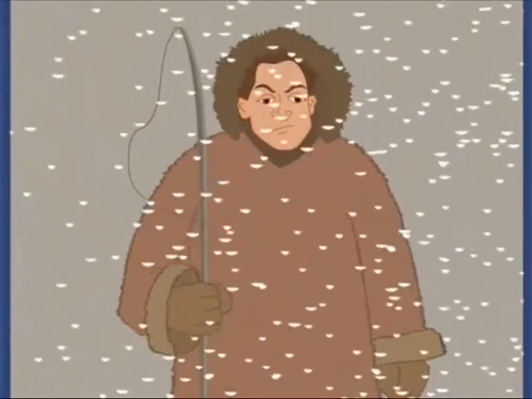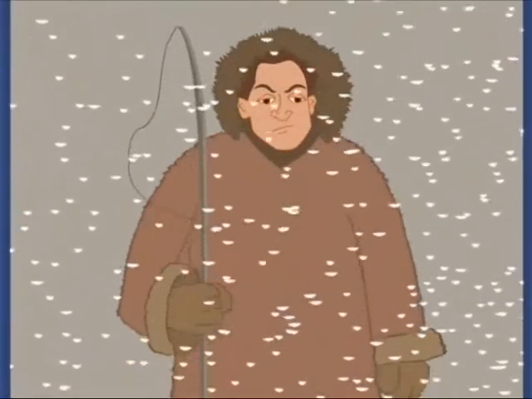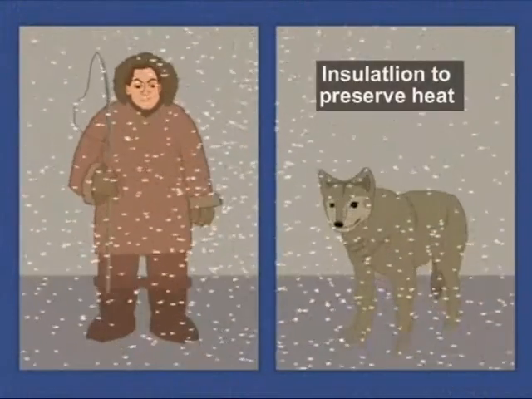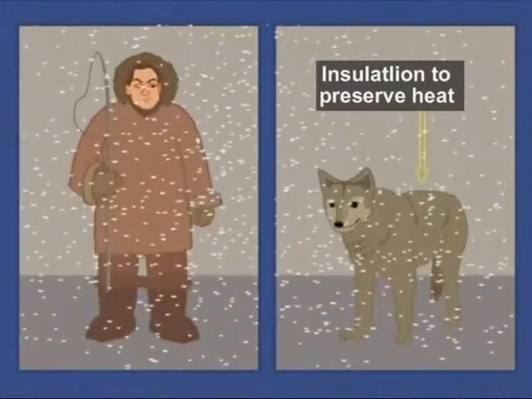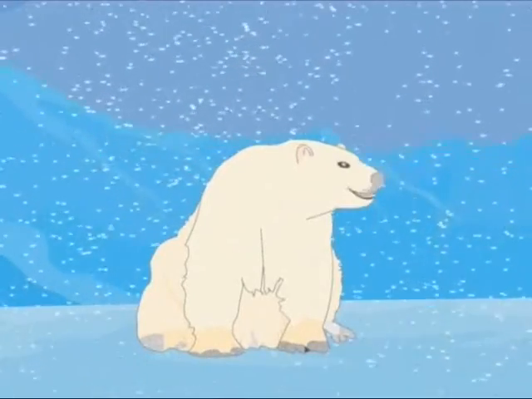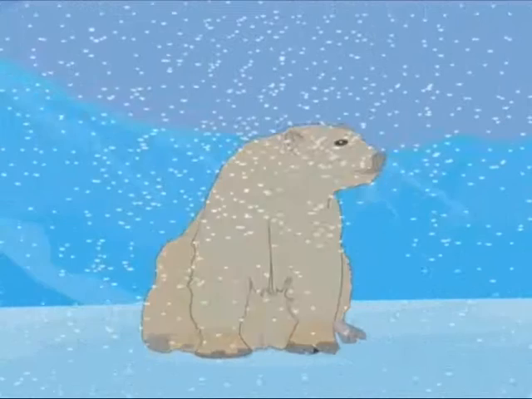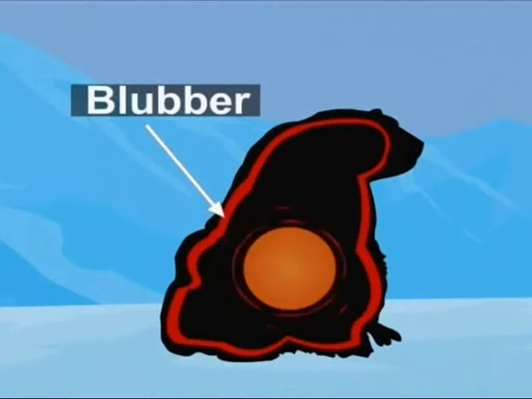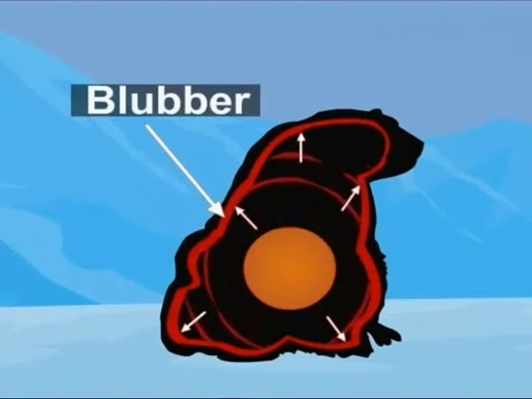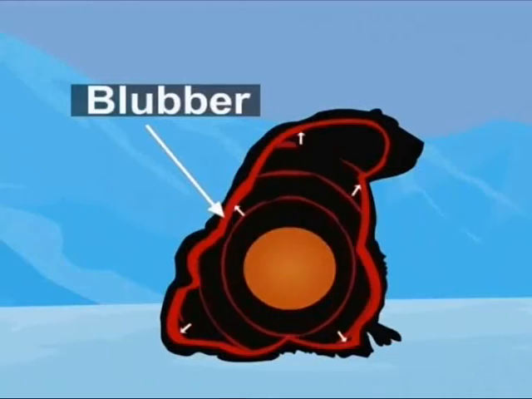Just as we humans wear thick clothes to keep us warm in winter, the animals too have layers of insulation around their body to preserve heat. Polar bears have a thick fur coat. They also have a layer of fat or blubber. The blubber acts mainly as a storehouse of energy for the tough period when food is hard to find. Along with providing energy, the blubber also helps the bear to keep the heat trapped inside its body.